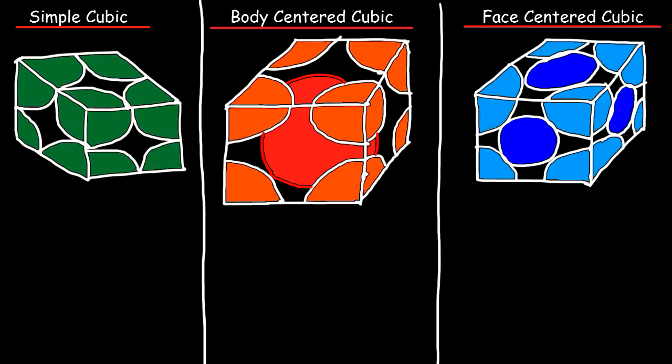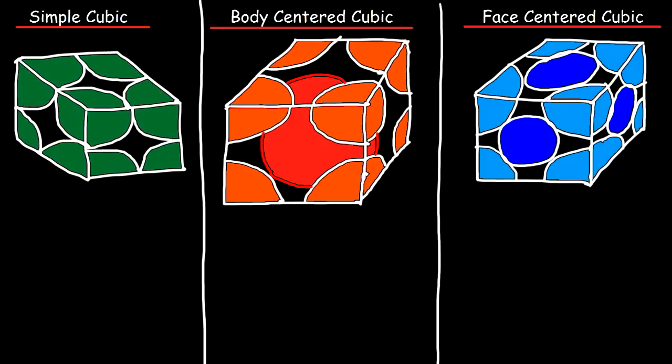In this video, I'm going to give you a basic introduction into unit cells. Now, there's three structures you need to be familiar with. The first one on the left is the simple cubic structure. The second one in the middle is the body-centered cubic structure. And the last one is the face-centered cubic structure. So each of these cubes represent a single unit cell.